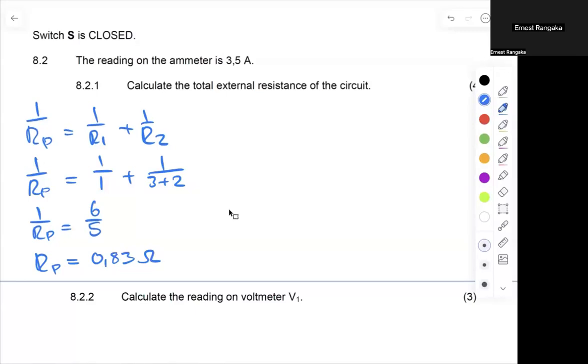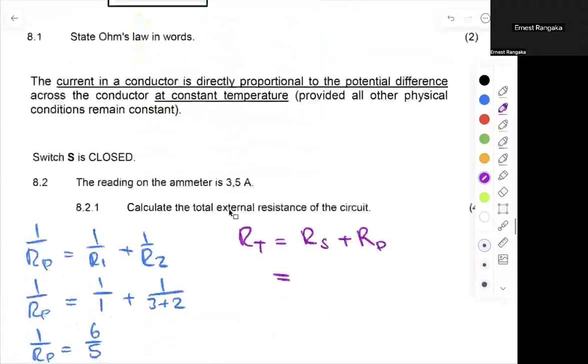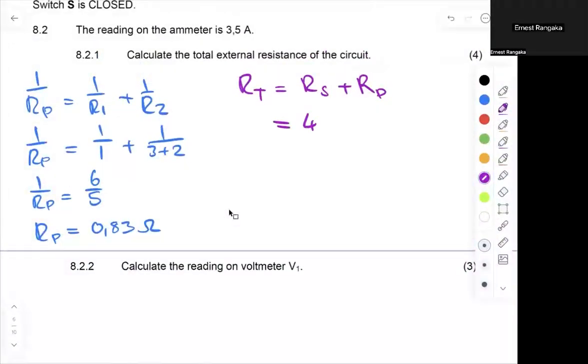Now I need to do my R total, which means I'm going to just add that to my R series. So my R total equals my R that's in series plus my R that's in parallel. My R in series, if I go back, it's that 4 ohm resistor. That's going to be 4 plus my R parallel, which is 0.83. And then my R in total is going to be 4.83. Units are very important, ohms, right? Make sure you guys got that and it makes sense.